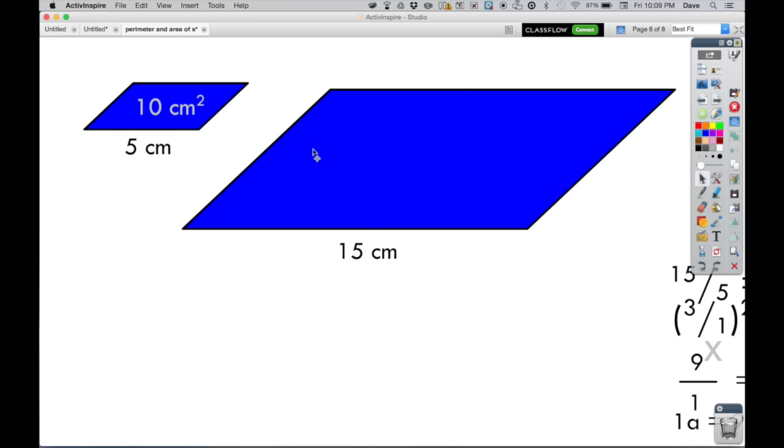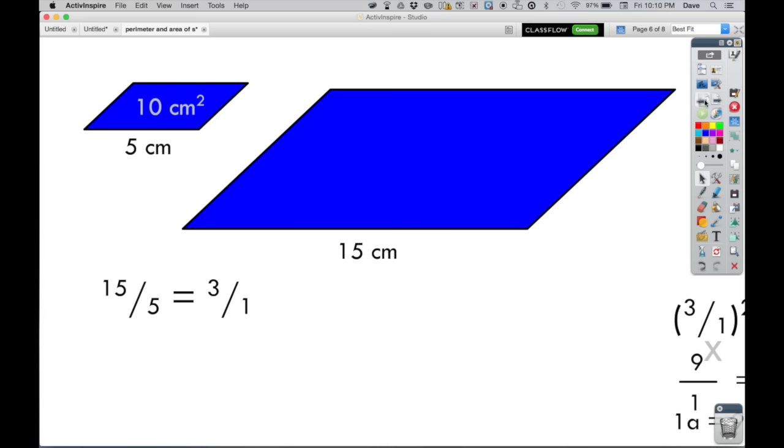I've got two similar parallelograms. The bottom of this parallelogram measures 5 centimeters. The bottom of the larger one measures 15 centimeters. The area inside this parallelogram is 10 centimeters squared, and we don't know the area of the large one. But once again, with this limited information, that's enough. So what we can do is just like before, we first look at the corresponding sides, 15 to 5. 15 over 5 reduces to 3 over 1. So the ratio of corresponding sides is 3 to 1.